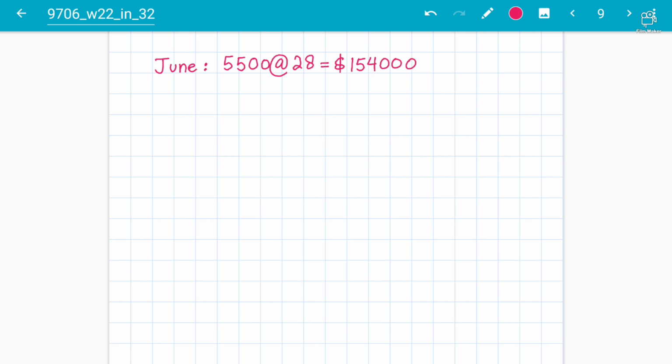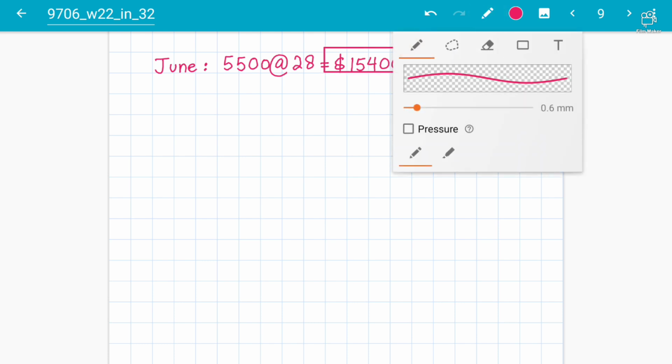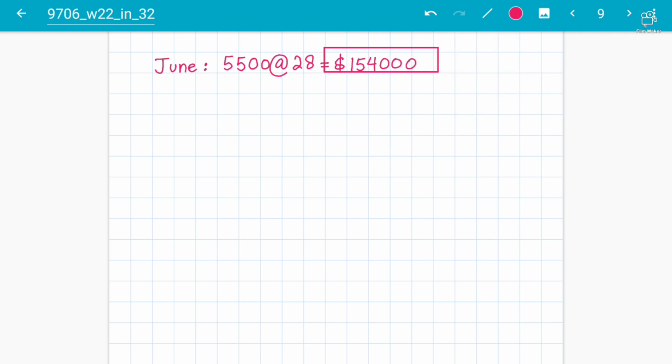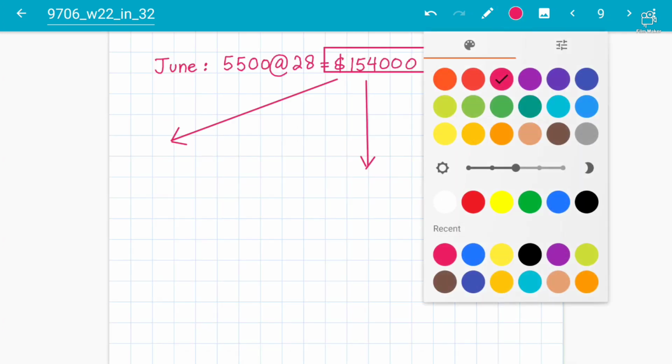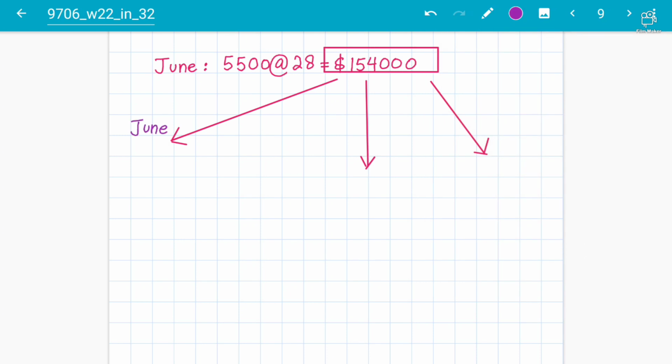Now this is being split into 3 parts. Sir, this sales we are going to split in 3 different parts. The first one is going to be this, second is going to be this, and the third is going to be this. For June sales, 1/4 of the sales means 25%. So 25% of the sales are made for cash, and cash sales will be received directly in the current month. So in June you are going to receive 154,000 at the rate of 25%. This 1/4 of the sales you are going to receive in the month of June only.